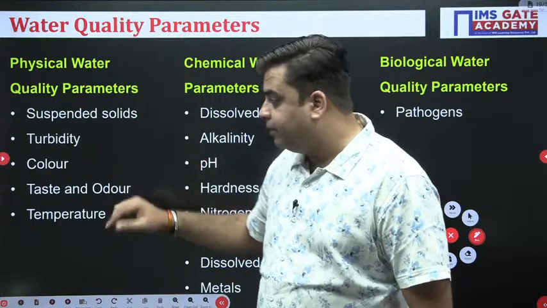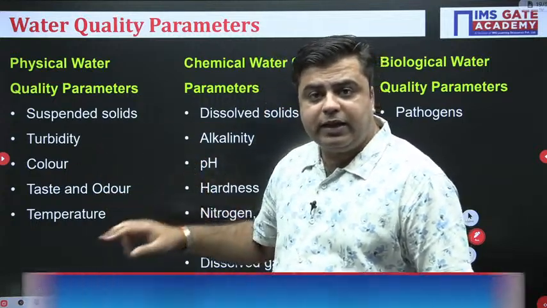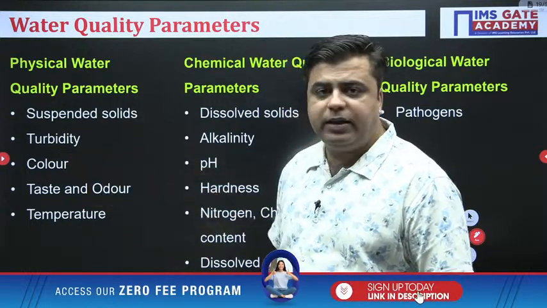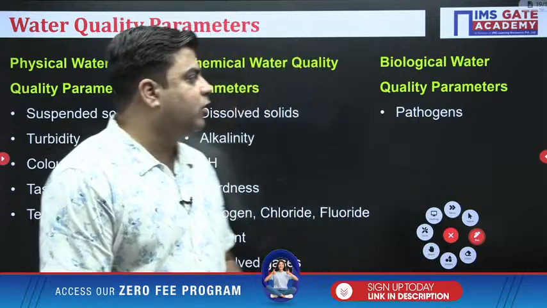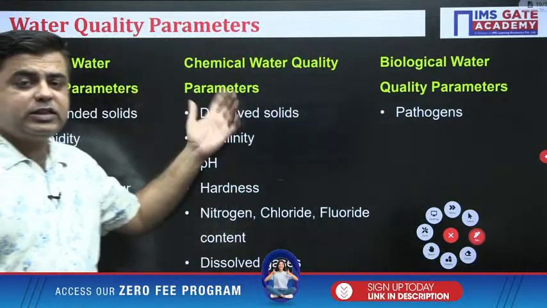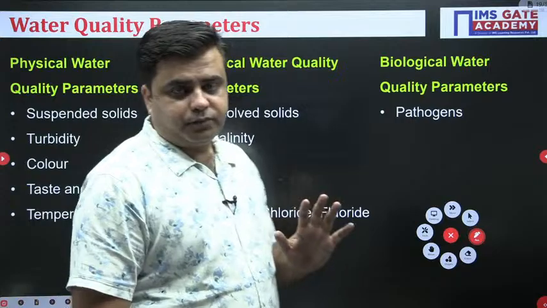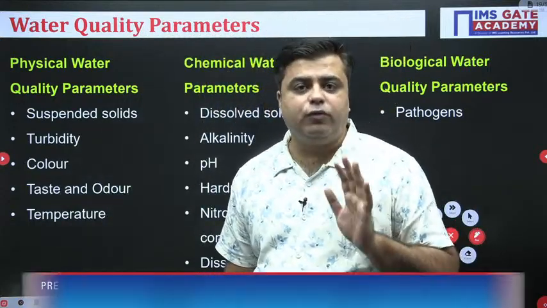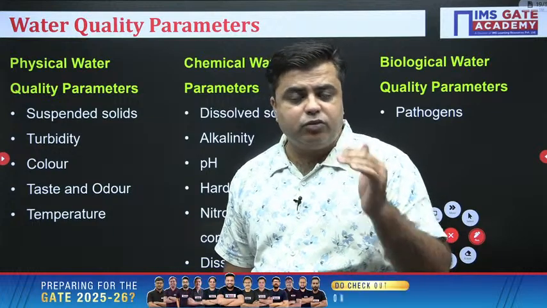Color can be seen. Taste and odor can be felt, and again temperature can be felt. So all these are your physical water quality parameters. Then you have chemical water quality parameters, which affect the chemical property of water. All these chemical water quality parameters will be present in dissolved form, right? They can't be seen through the naked eye.